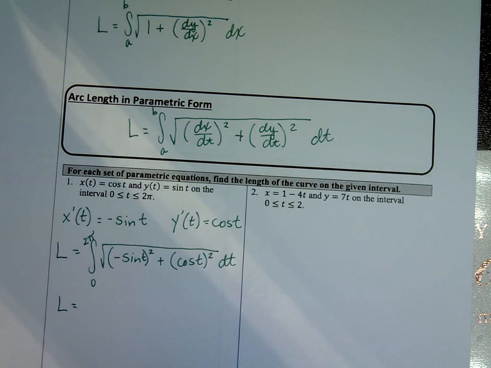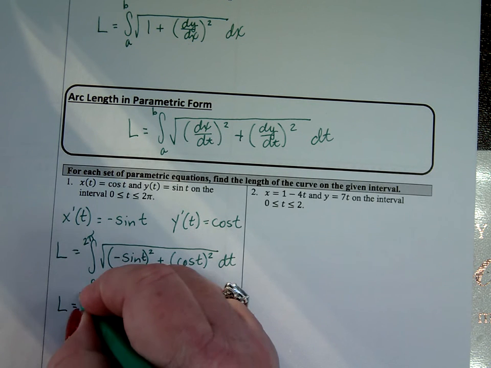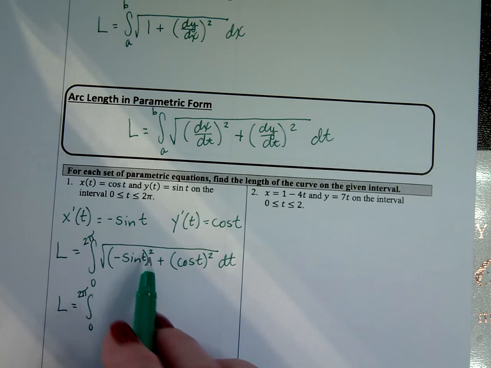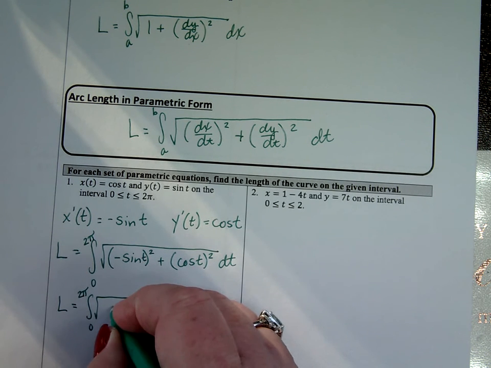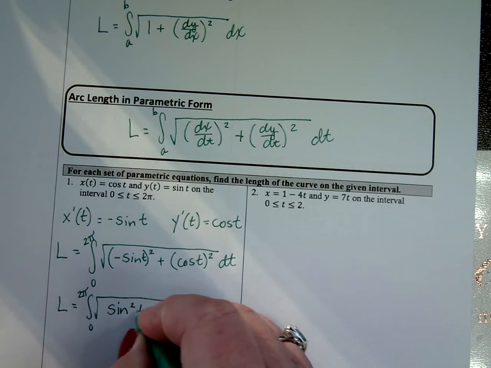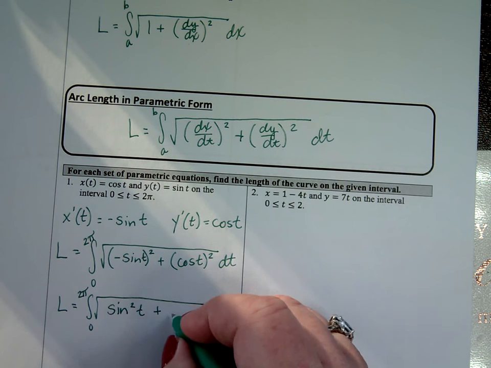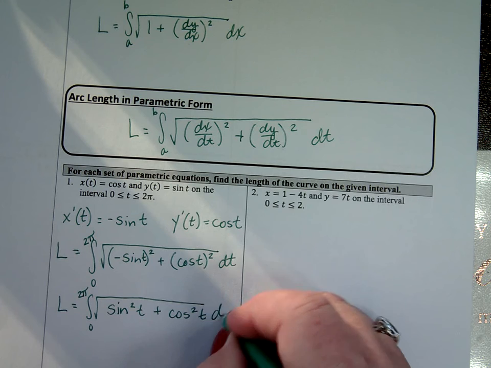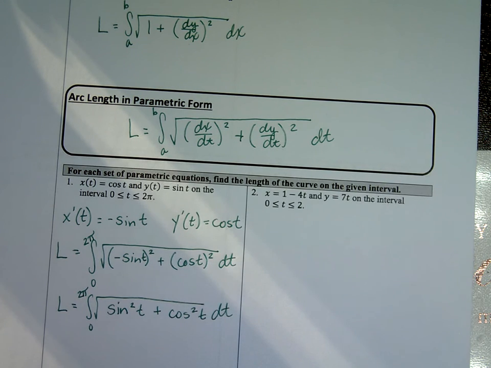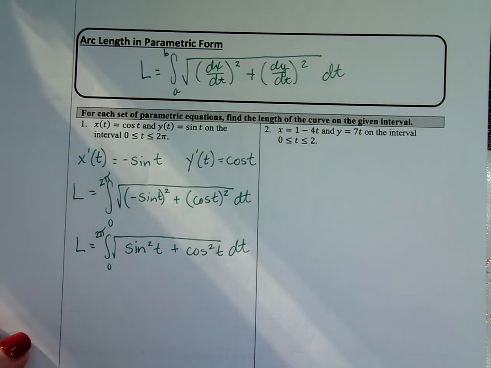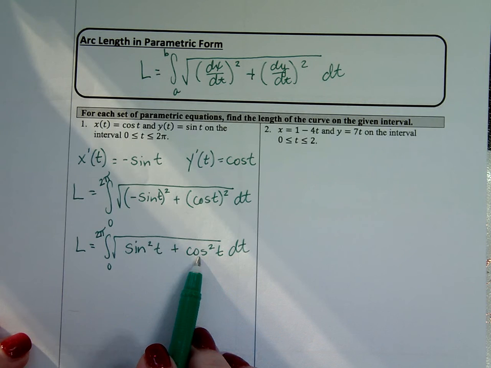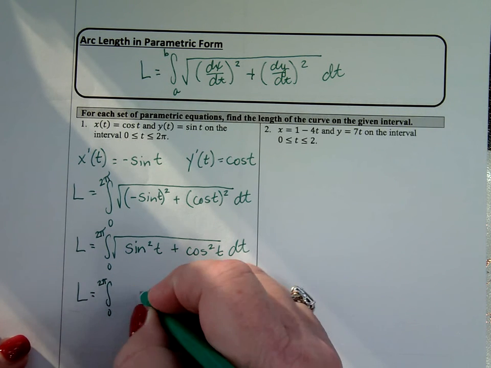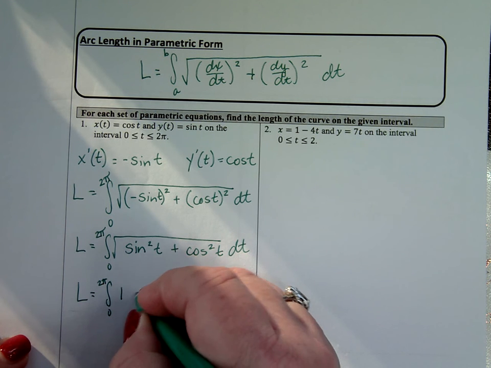We're going to clean it up just a little bit. The integral 0 to 2 pi gives me negative sine of t squared is sine squared t. This is cosine squared t dt. What do we remember that that's equivalent to? Bells should be going off. Woohoo! Sine squared plus cosine squared is 1. Integral from 0 to 2 pi of the square root of 1, which is 1, dt.